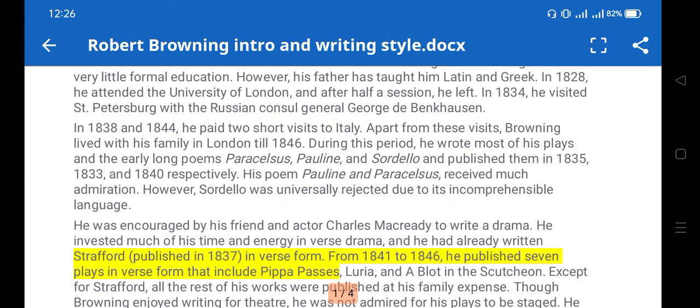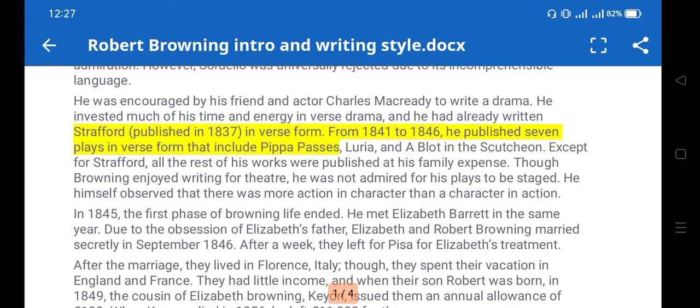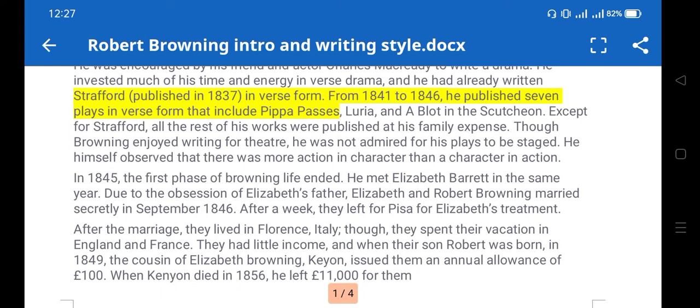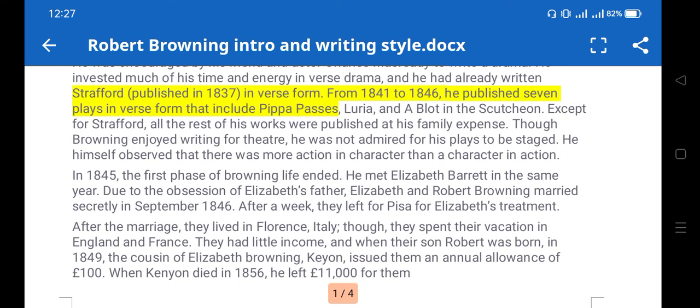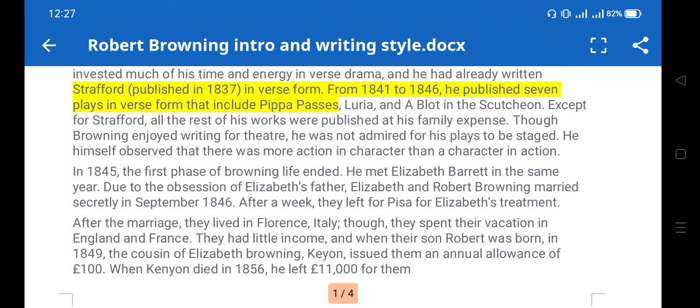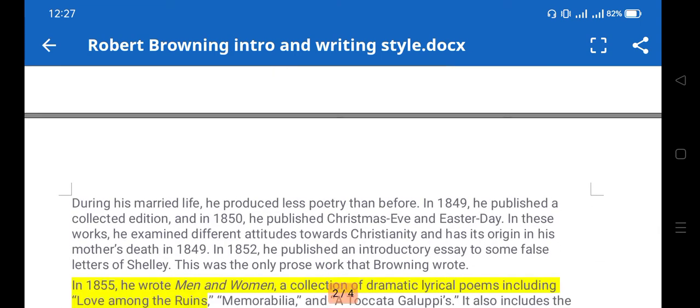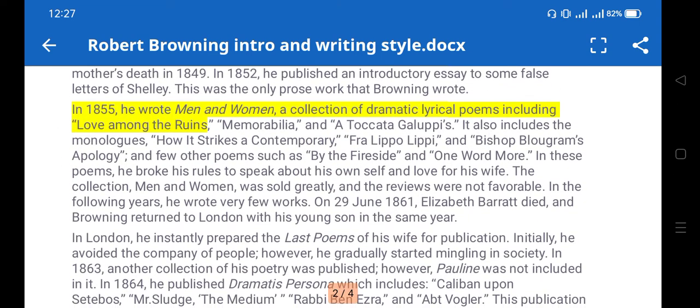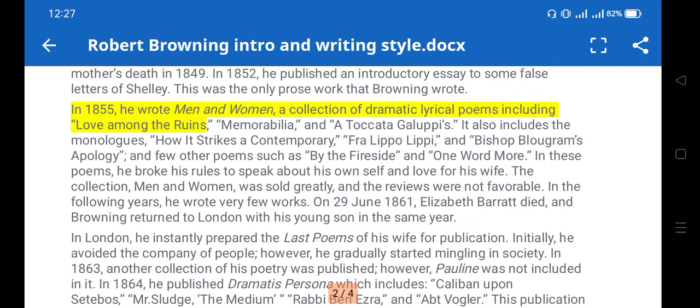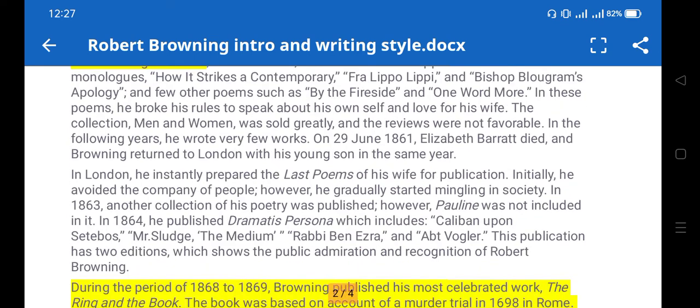And this is the biography on early life and details. He had already written in verse form and published 7 plays in verse form, including Pippa Passes, Luria, and many more. And apart from that, in 1855 he wrote Men and Women. Yes, it's an important work. It's a collection of dramatic lyrical poems including Love Among the Ruins.